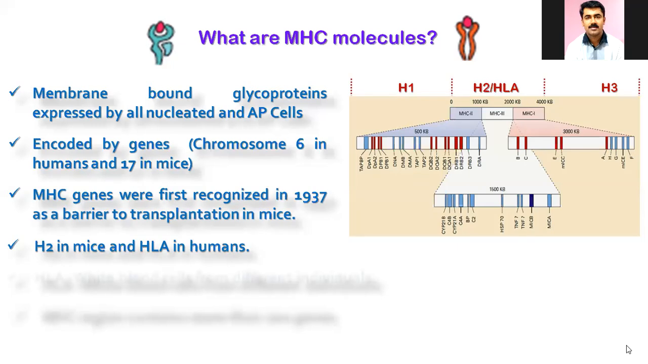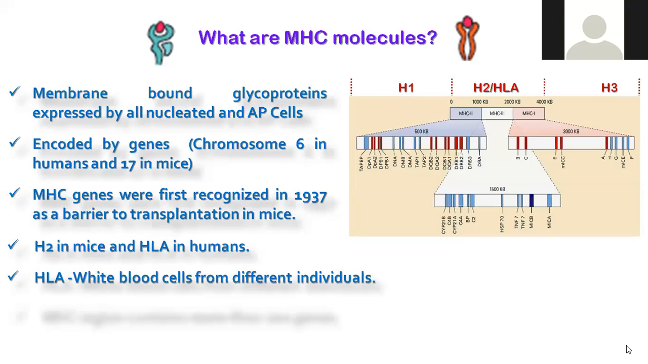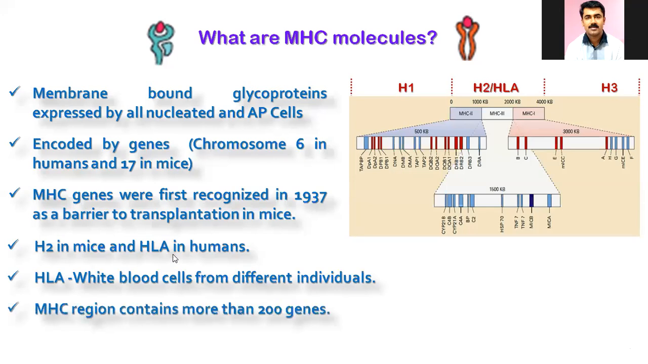HLA is so named because they are expressed on leukocytes. They were initially discovered on white blood cells. That's why the name HLA, human leukocyte antigens. So this MHC region almost accommodates 200 different genes.